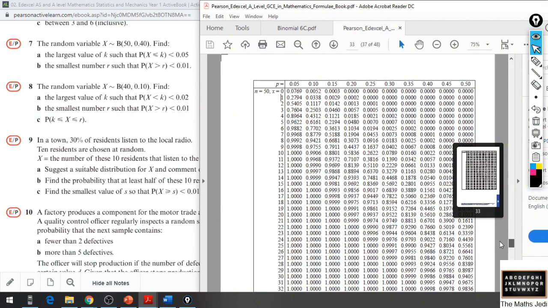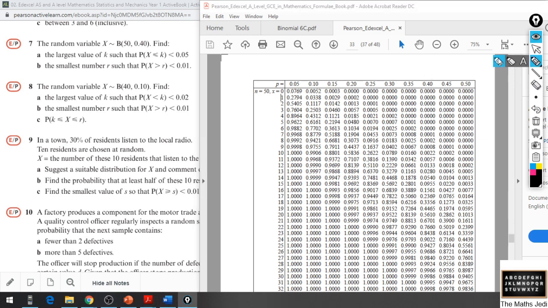So we just need to crack ourselves through this. So this is the one we're using. Binomial distribution, number of trials 50. That's why I'm picking out the number of trials 50. And we're looking at the one where the probability of success is 0.4, so we're looking at this column here, the probability of 0.4. Okay, I'm going to pick up my pen.